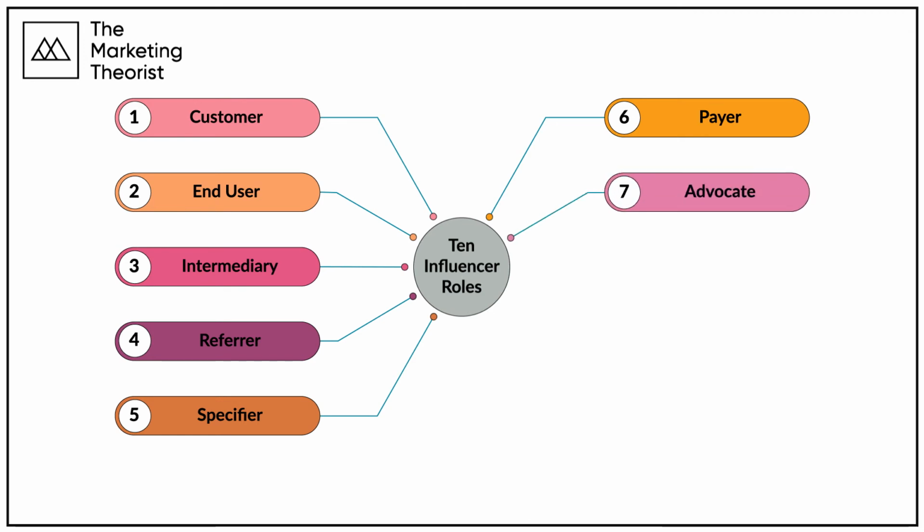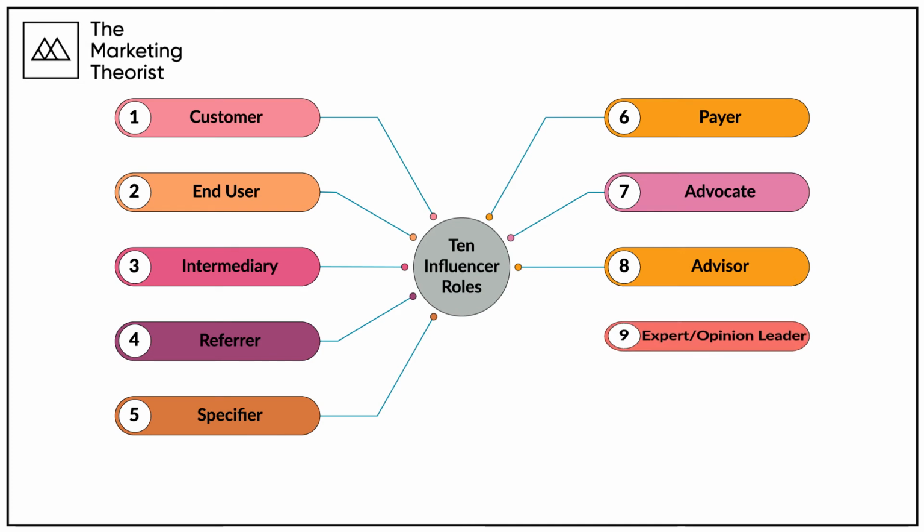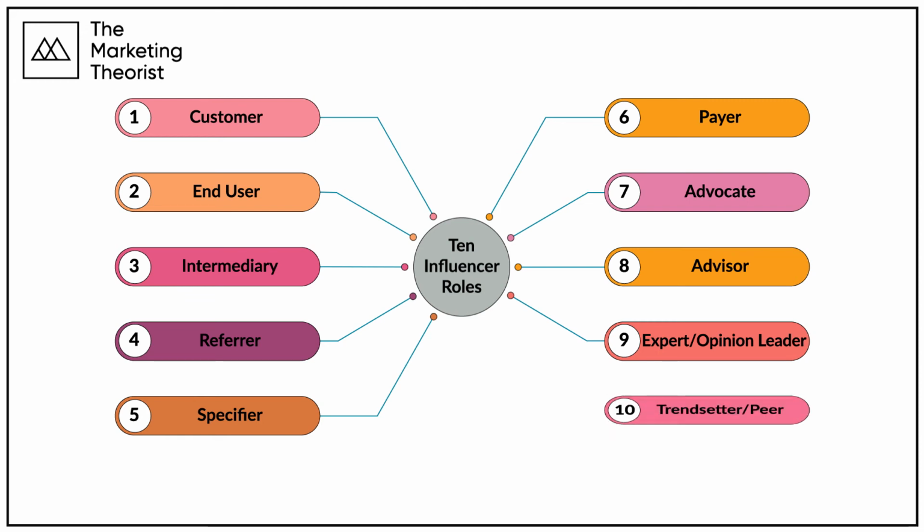Advocates are non-employees who promote your product to others. Advisors are people who assist the customer in reaching their decision. And experts are acknowledged authorities in their field whose opinions are valued by others. And finally, trendsetters. These are people or companies who others follow and try to emulate. And that is it. We've covered what influence is, where you find influencers, and some of the roles that influencers play. So now on to the next video where we'll use the tool.